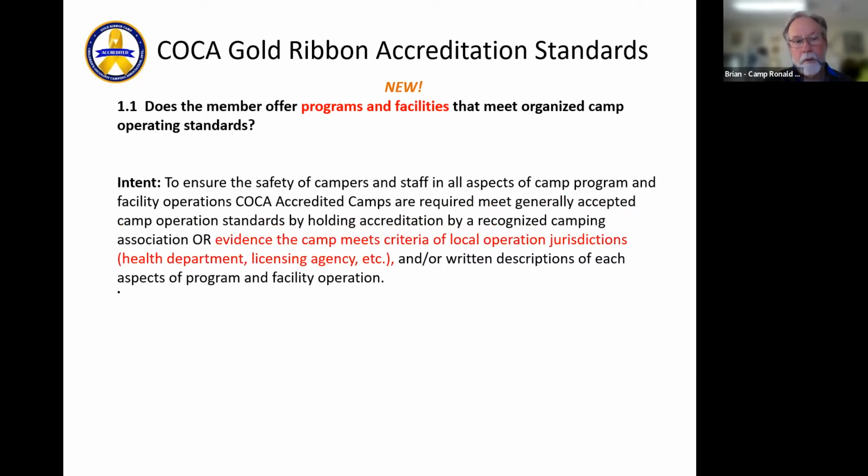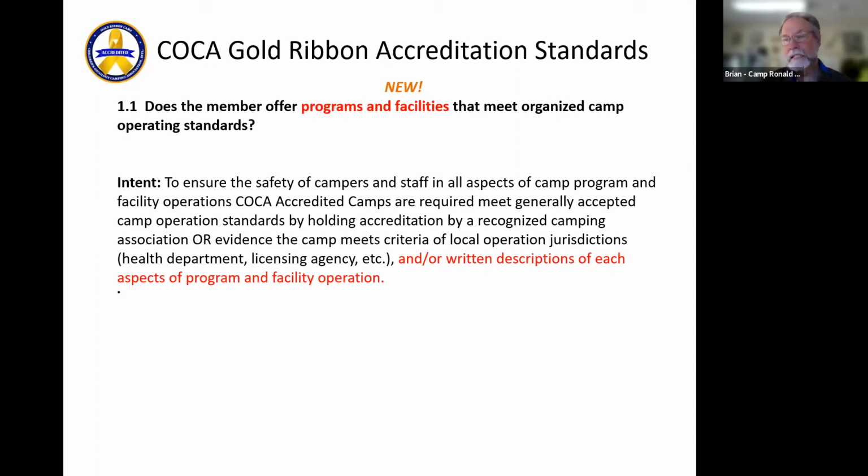Now, there's an or right here, and let me go into that. Or there's evidence, and this is how we met this for those camps that say, I don't want to go through ACA accreditation. It's time, it's energy, there's a lot going on in that, and there's cost. So how can COCA do this? We're not really going to do it, but what we can do is provide the education to say that instead of being accredited by ACA or an accredited body, you provide evidence that the camp meets criteria of local operation jurisdictions, and or that you also have written descriptions of each aspect of program and facility operations.